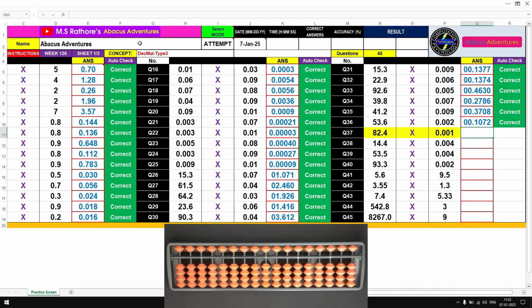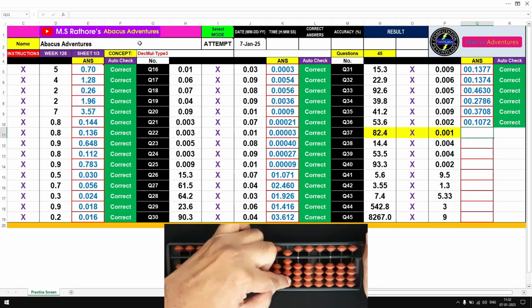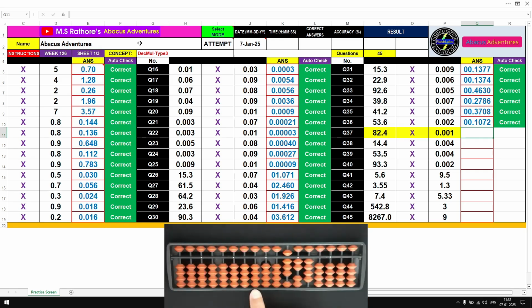Question number 37, 82.4 multiplied by 0.001 beginning from rod number 0. 1 8 is 0, 8, 1 2 is 0, 2, 1 4 is 0, 4, and the answer is 00.0824.